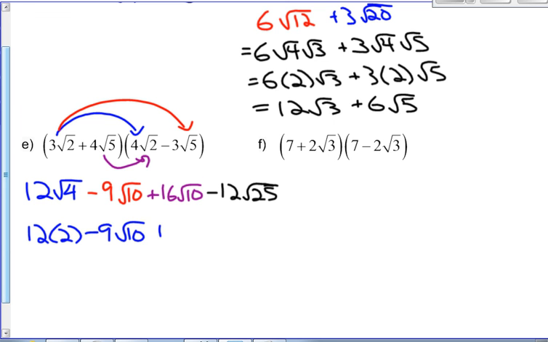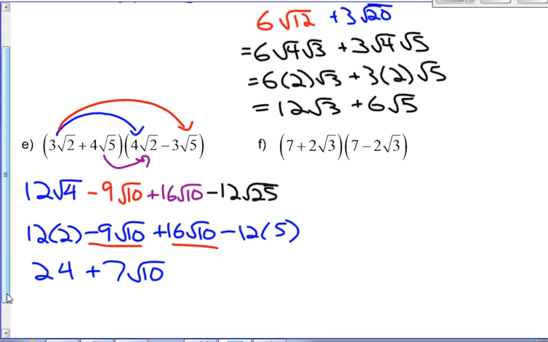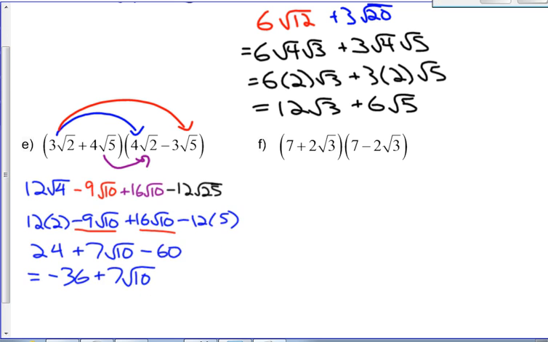Minus 9 root 10 plus 16 root 10 minus 12 times square root of 25, that's 5. Okay, so 24. Some like terms here. Negative 9 root 10s plus 16 root 10s make positive 7 root 10 minus 60. Or, when we're done, that's going to give us negative 36 plus 7 root 10. Again, you can check with your calculator.